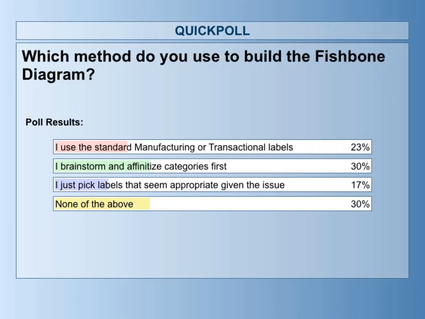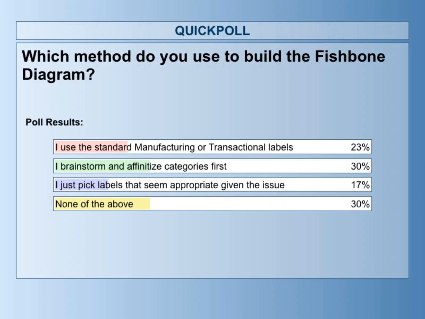What do you see? Okay, so we have a tie for first place, if you will. The first one is I brainstorm and affinitize categories first, which is great, 30%. 30% said none of the above, which is very interesting. Why? I wonder what they do. And then followed by I use the standard manufacturing or transactional labels, 23%, or 17% say I just picked the labels that seem appropriate given the issue.